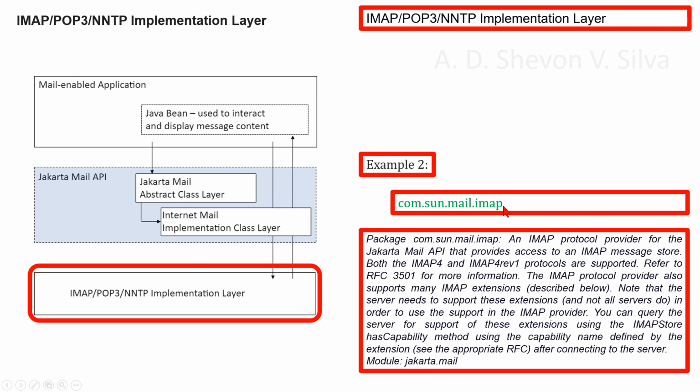As example 2, we can consider package com.sun.mail.imap, an IMAP protocol provider for the Jakarta Mail API that provides access to an IMAP message store. Both the IMAP4 and IMAP4 revision 1 protocols are supported. Refer to RFC 3501 for more information.